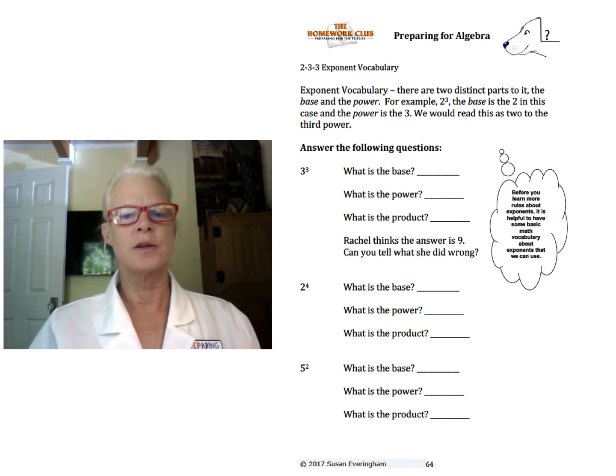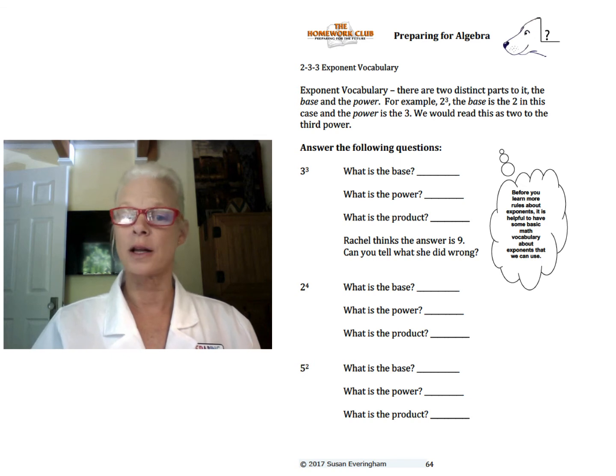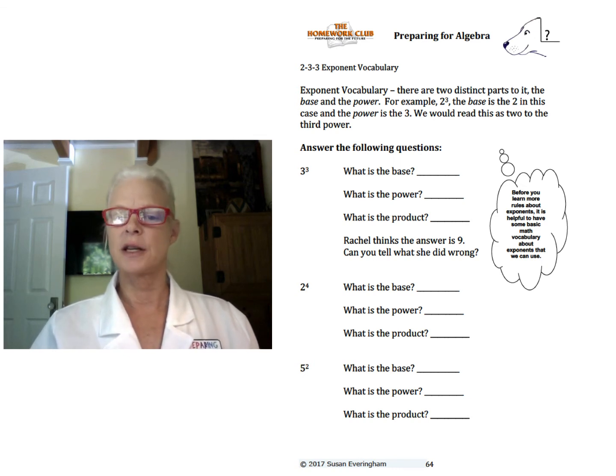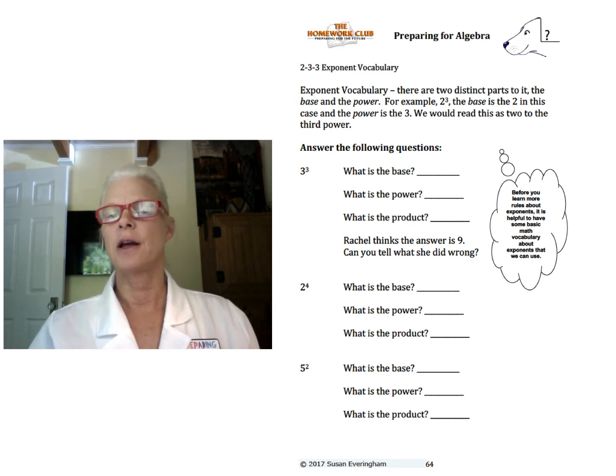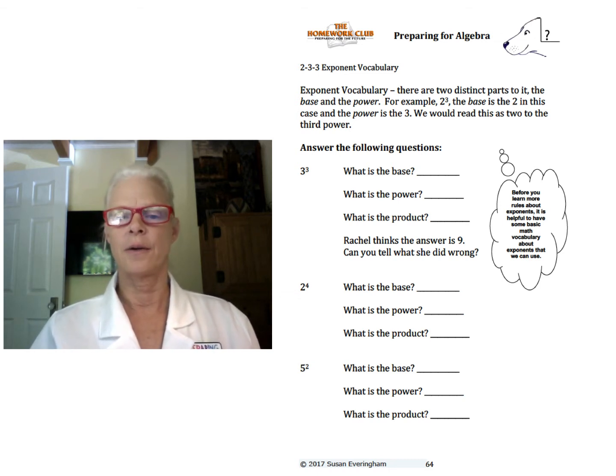Okay? So answer the following questions. What is the base? What is the power? What is the product? Answer. And Rachel thinks the answer is 9. So can you tell me where she went wrong? Right? Think about those questions.